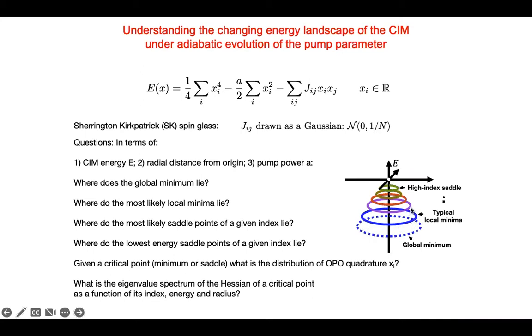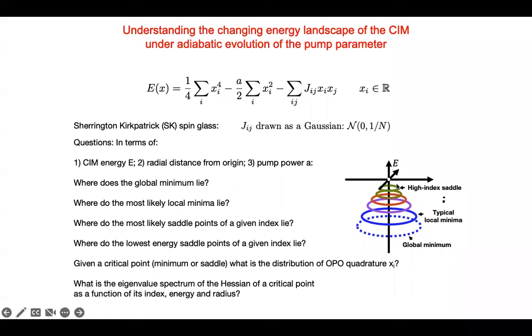And then you get index one saddles, where you have one negative curvature direction and all the other directions are positive, index two saddles, and so on and so forth. The higher in energy you go, the smaller the radius at which the saddles occur, and the higher their index, where the index is the fraction of negative curvature, or the number of negative curvature directions. Okay, so this is the picture.